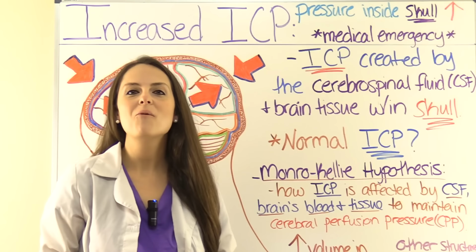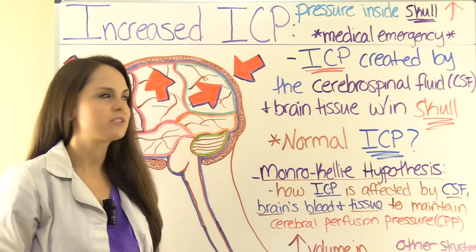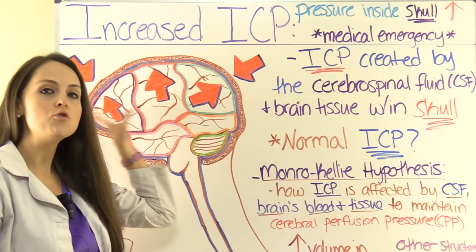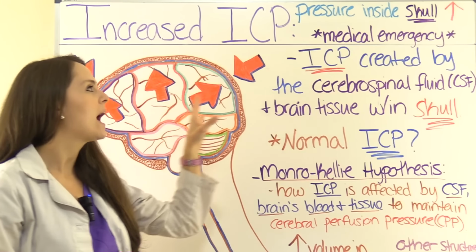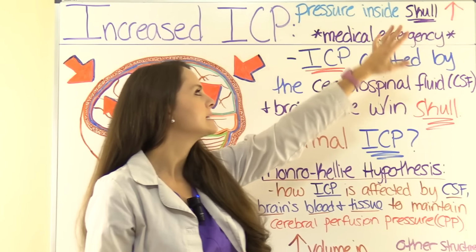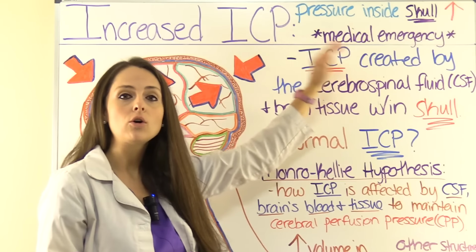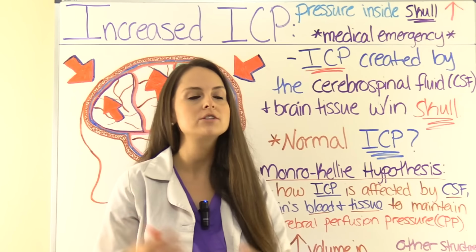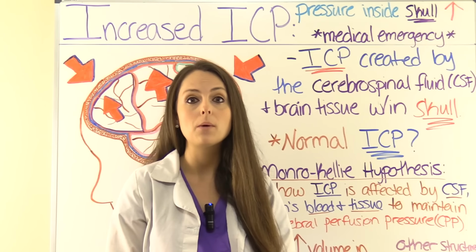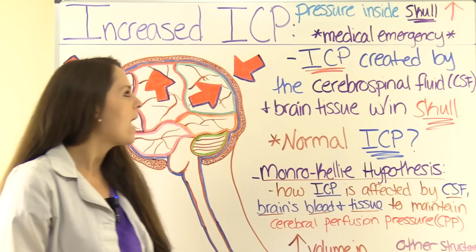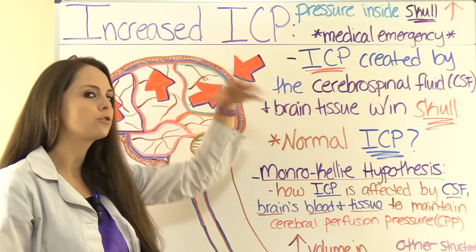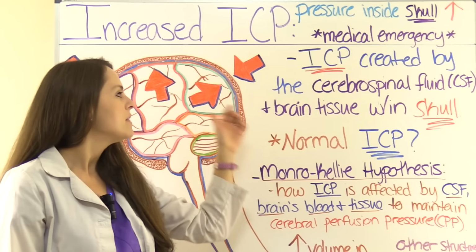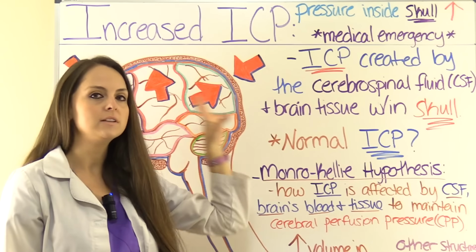First, let's start out talking about what is increased intracranial pressure. It is where the pressure that normally resides within the skull has dramatically increased. And this is a medical emergency. The patient needs treatment fast because as that pressure builds, it can actually lead to brain death. Now, how is intracranial pressure created within the skull? It's created by the cerebrospinal fluid, the CSF, the brain's tissue, and blood.